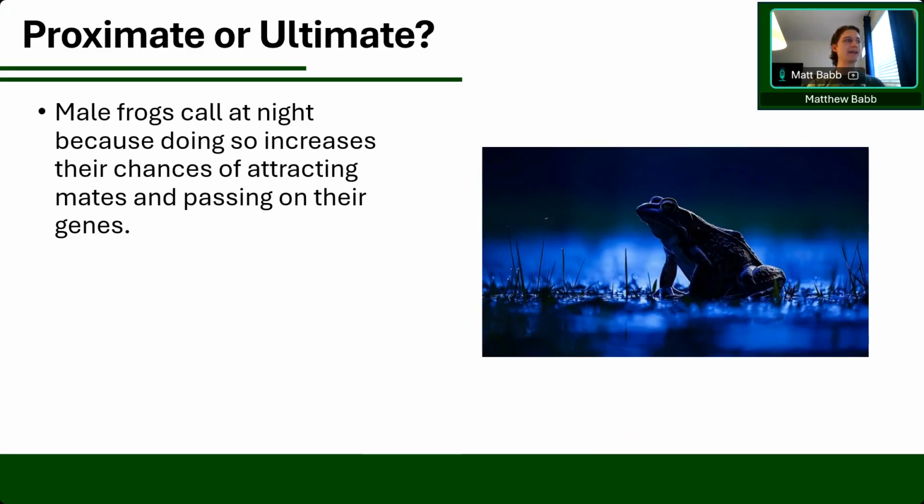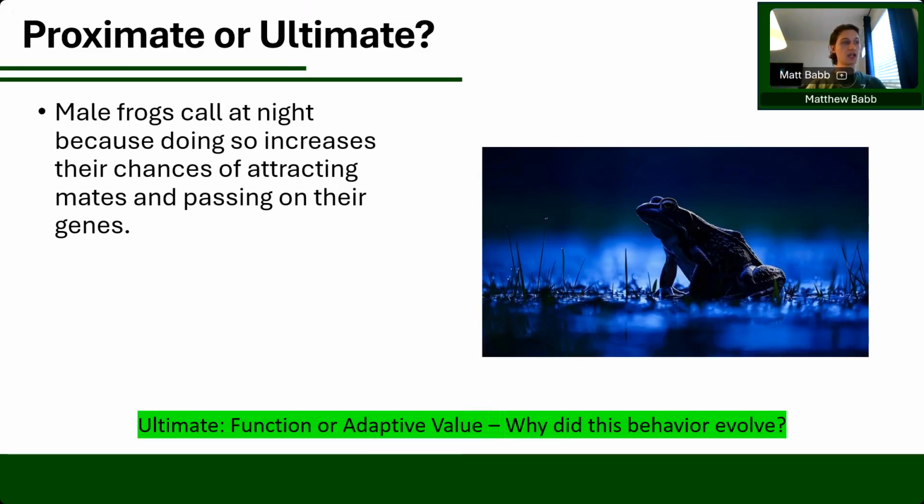All right, here's another example. Male frogs call at night because doing so increases their chances of attracting mates and passing on their genes. Is this a proximate or an ultimate question? This is an example of an ultimate question. It has to do with the adaptive value of the behavior. It's adaptive for frogs to call at night because it increases their reproductive success. Therefore, this is an ultimate explanation, specifically having to do with adaptive value or the function of a behavior.